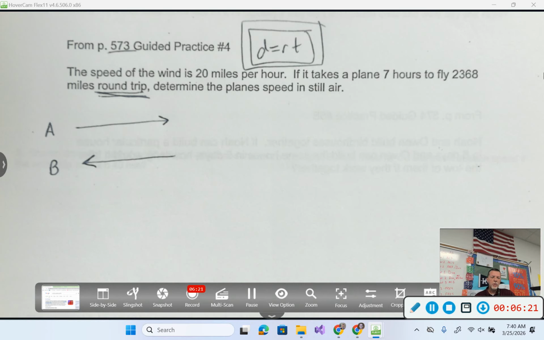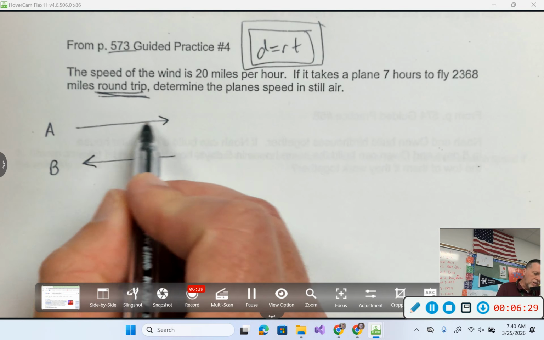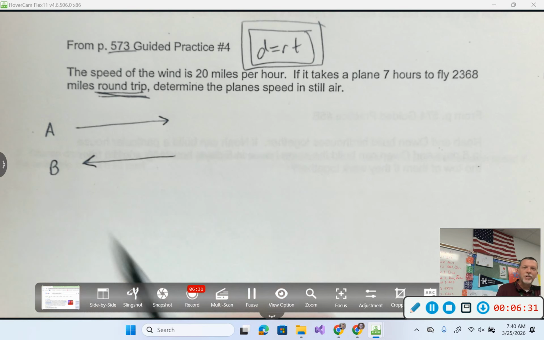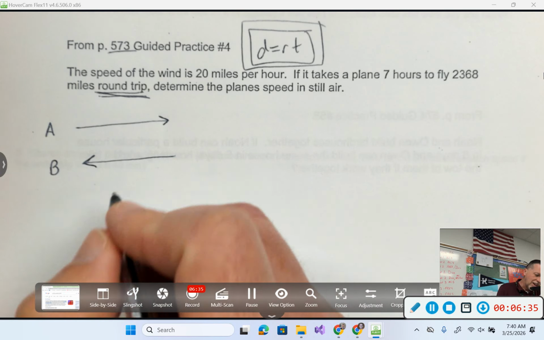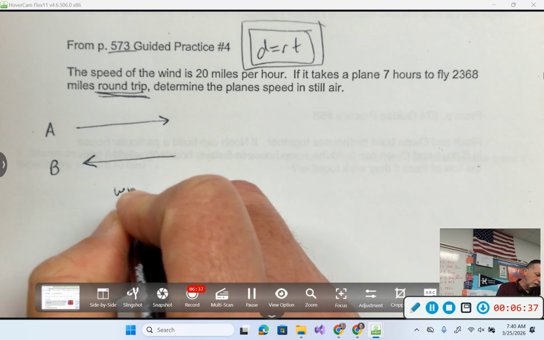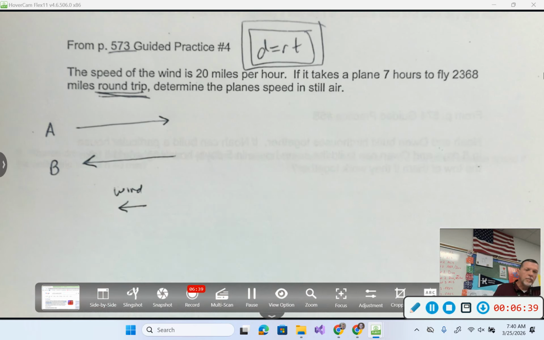We don't know which way the wind is blowing, so I think we're just going to have to pick one and make our equations from there. So, do you want to go with the wind on the way, or do you want to go with the wind on the way back? It doesn't matter. On the way back. Okay. So that means our wind is going to be blowing this way.